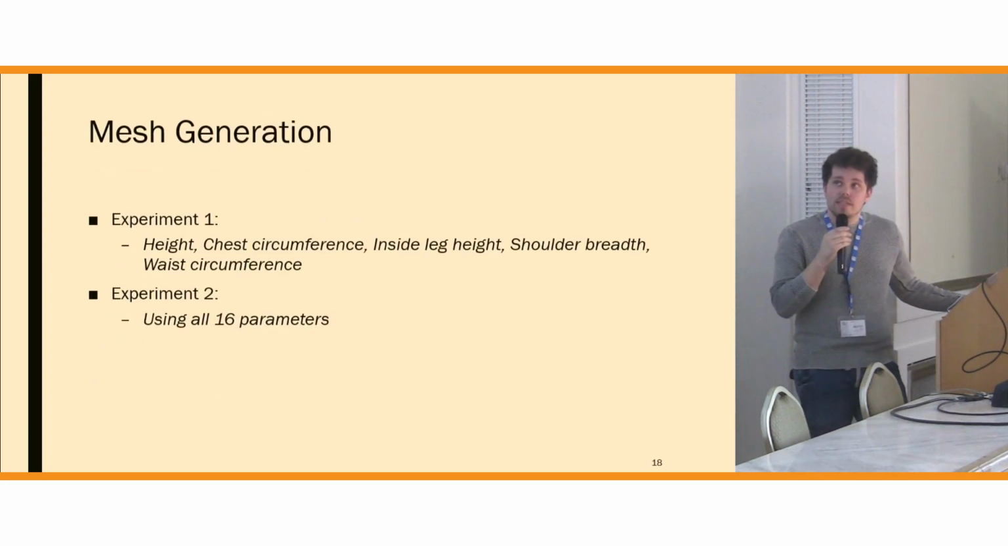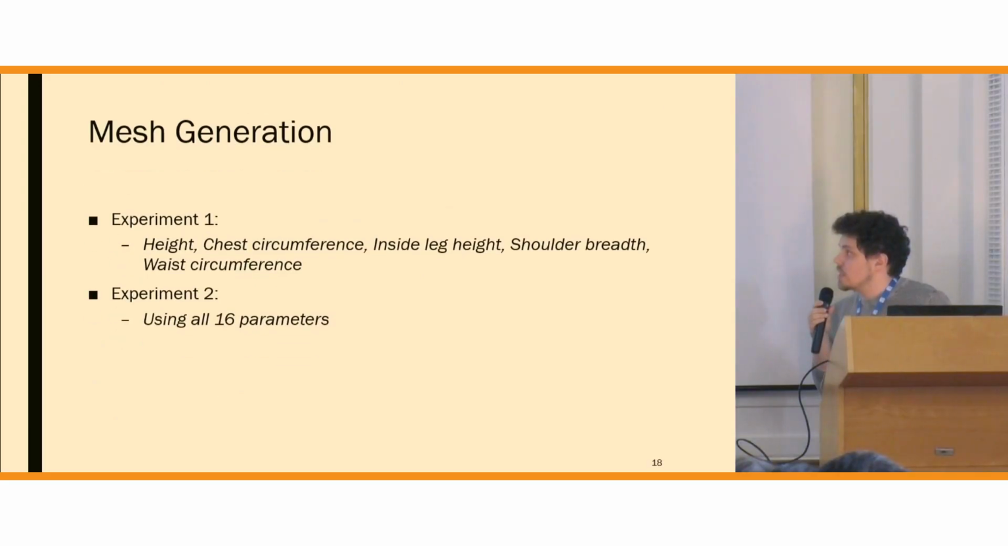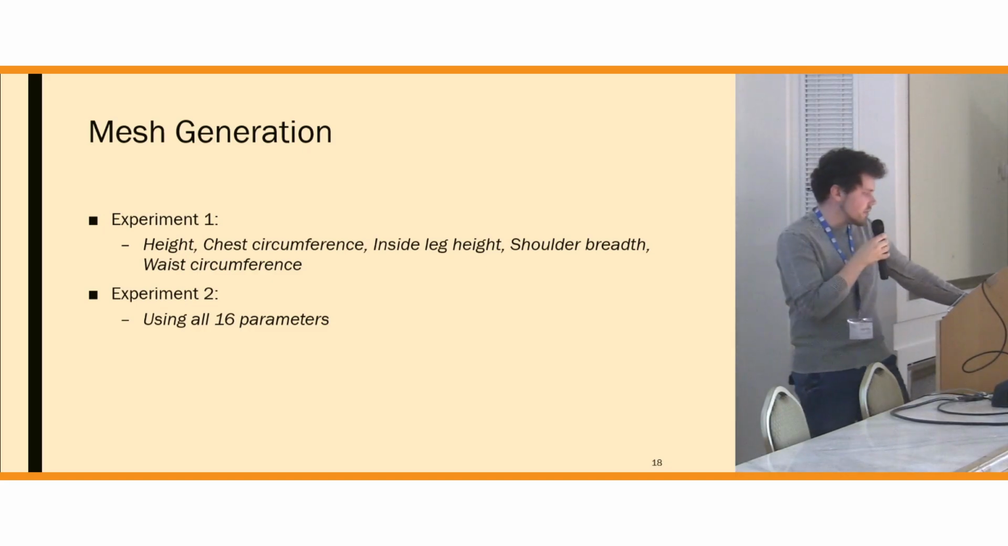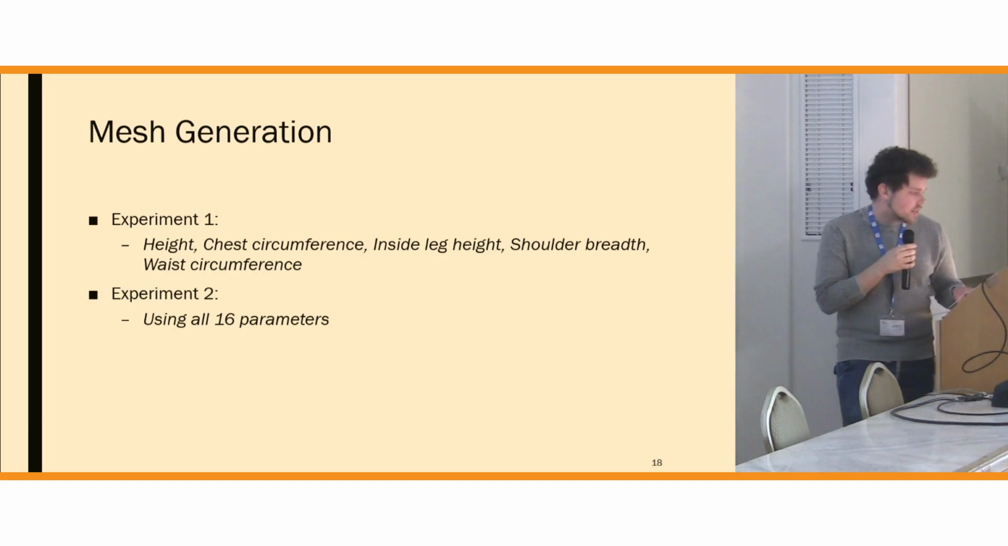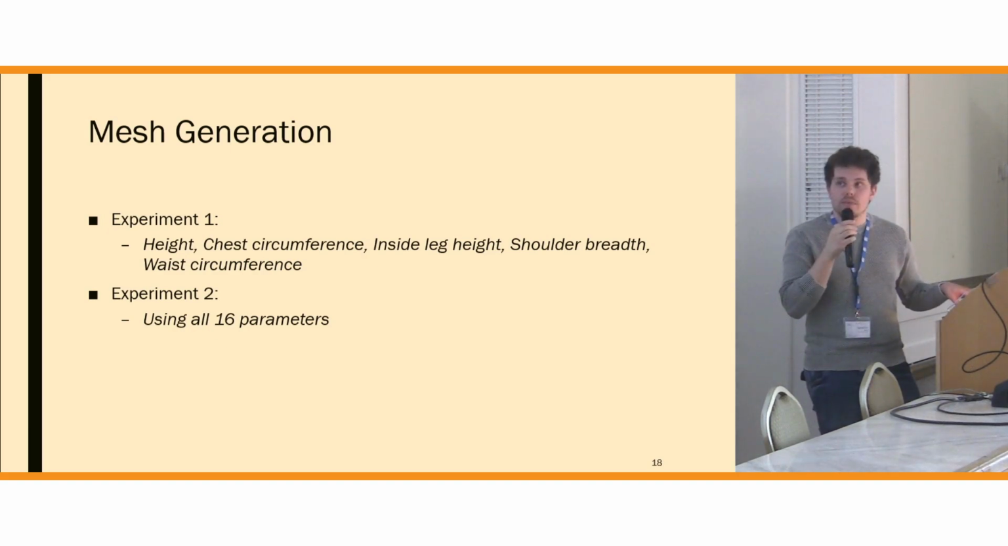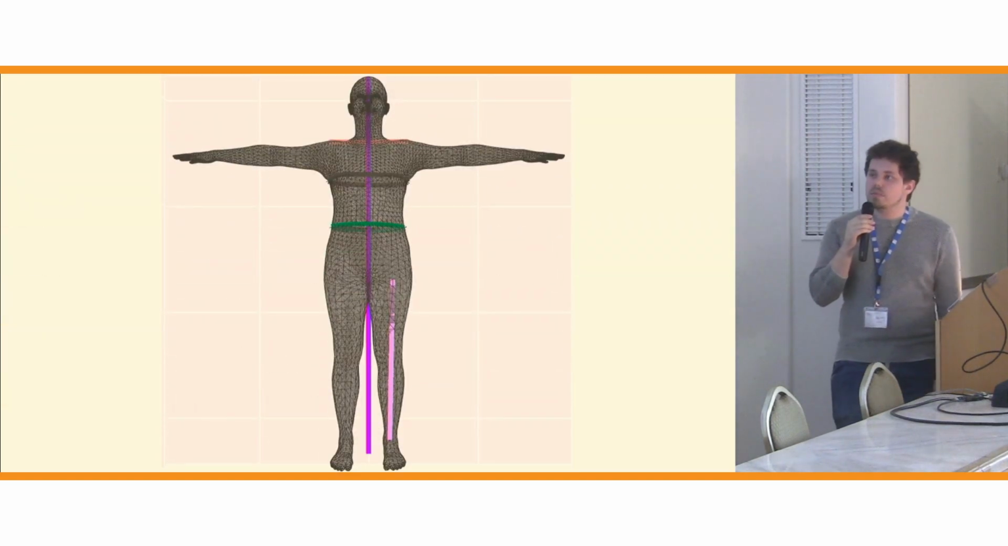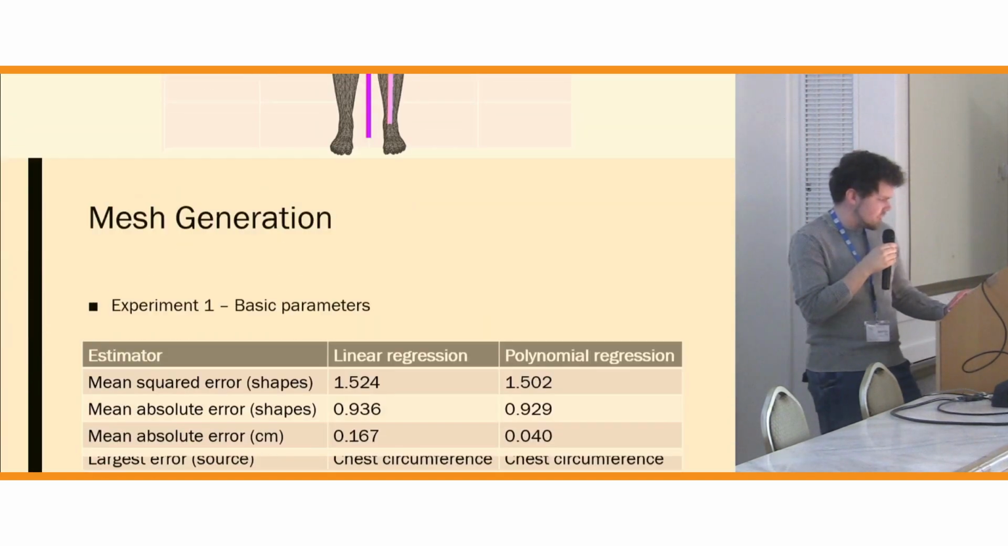We did 2 experiments. In the first experiment, we selected 5 basic measurements: height, chest circumference, inside leg height, shoulder breadth, and waist circumference. And in the second experiment, we used all available 16 parameters. Here you can see these 5 basic parameters visualized.